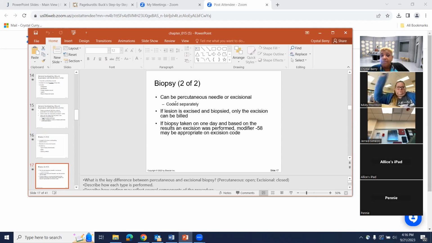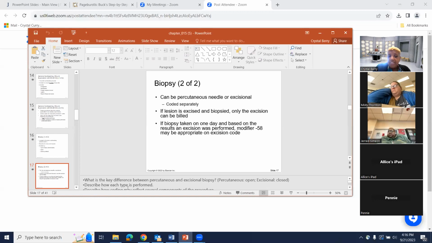So biopsies can be percutaneous, needle, or excisional, coded separately. If a lesion is excised and biopsied, only the excision can be billed. So if you're having those two procedures, only the excision can be billed for that service. If a biopsy is taken on one day and, based on the results, an excision is performed, modifier 58 may be appropriate on the excision code. So it's going to explain it here.